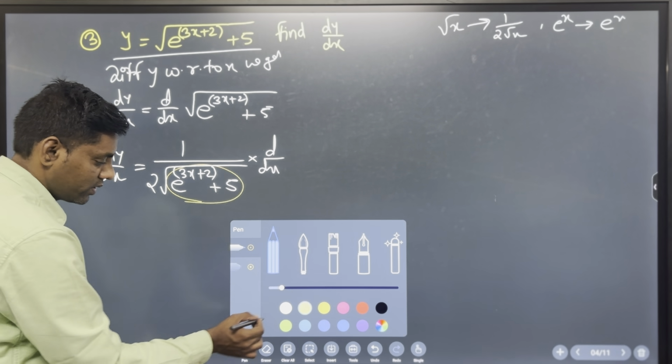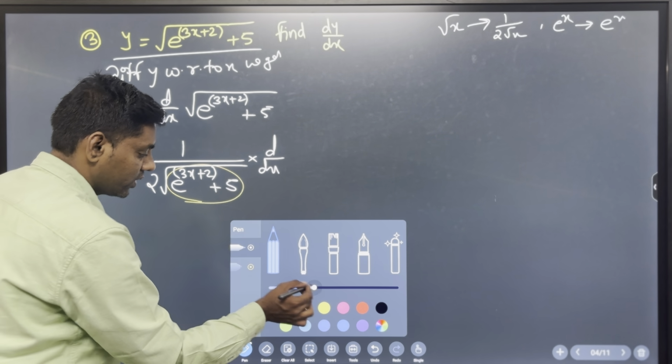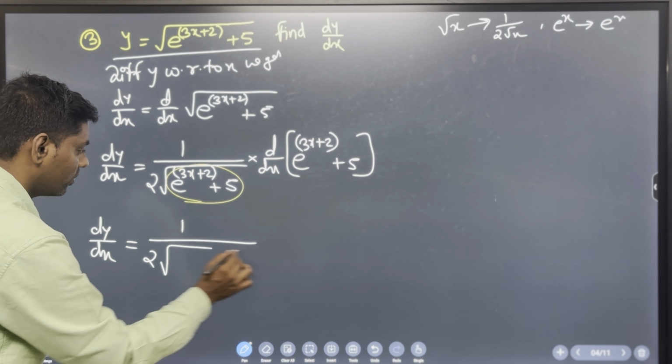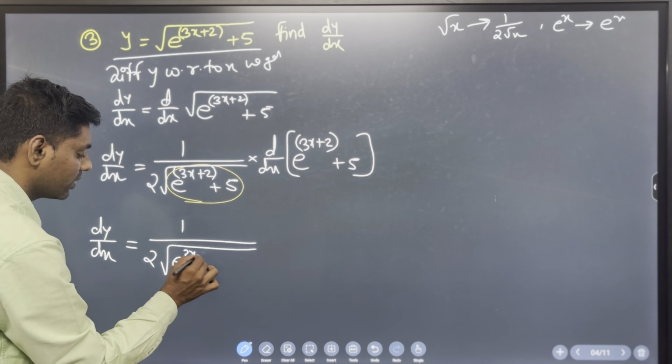So let's write down that function. That is square root of e raised to 3x plus 2, complete, plus 5, and then take the derivative of that given example. So dy by dx equals 1 upon 2 under root of e raised to 3x plus 2 as it is, and then plus 5.